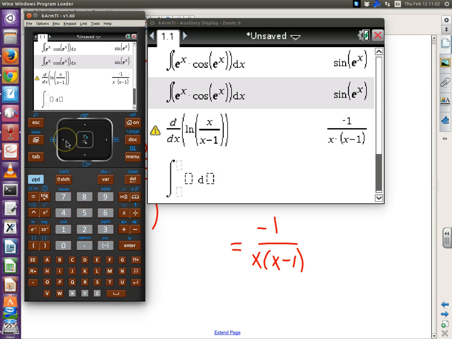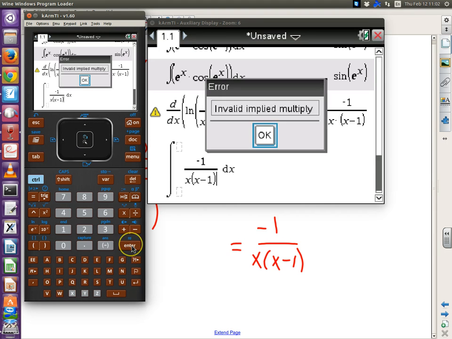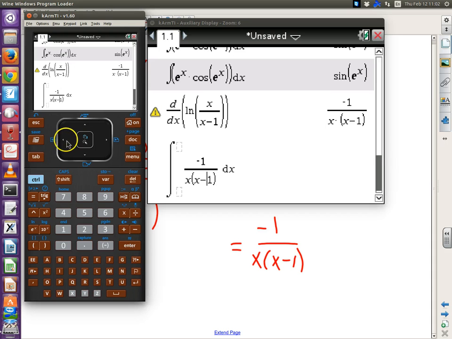So rational, -1 over x times x minus 1. I mean, that was pretty easy to do in the first place. Why don't I just do that? And can I get away with implicit multiply there? Well, we'll find out. Because the antiderivative should be the ln of x over x minus 1, right? Let's see what we get. Invalid implied multiply. All right, so I have to put the multiplication here, because it thinks that's a function, x of something, right? Don't do that. All right, enter that.